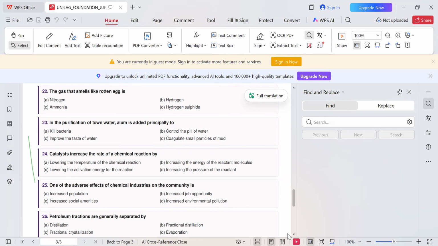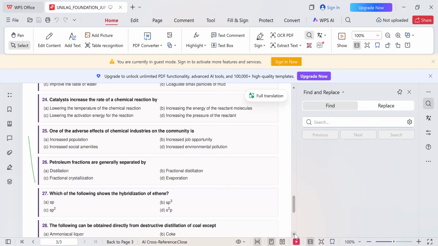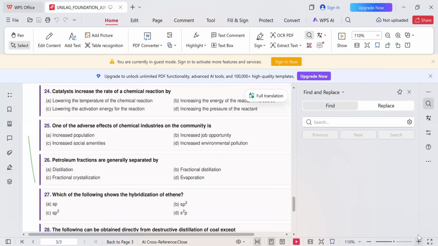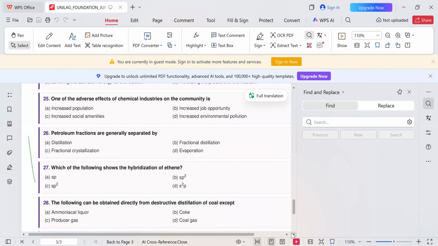Number 25, one of the adverse effects of chemical industry in the community is what? We have increased environmental pollution. So the answer is D. That's why we don't encourage having industry near to home. Even a fueling station near to home is very dangerous and should not be encouraged, as it can cause toxicity to the people who stay beside it.